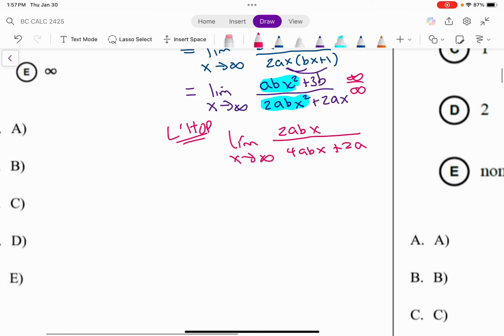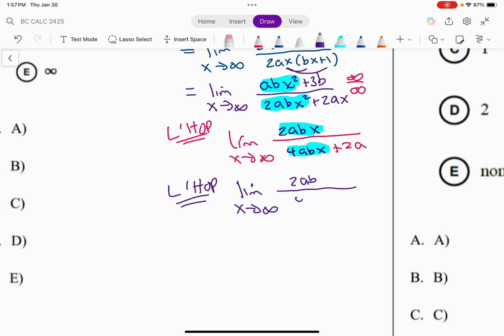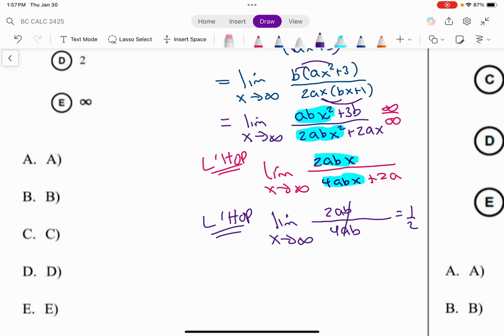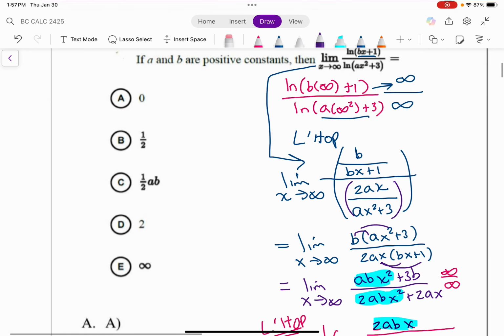Again, you could use the same reasoning here. This is the highest power, the leading coefficient is 2ab, and the other leading coefficient is 4ab, so again we get 1/2. But I'm just trying to show you that you could use L'Hopital's rule the whole way if you really wanted to. So now it's 2ab over 4ab, and finally you end up with your 1/2. Again, there are a couple of other exits you could have taken in this problem to arrive at the answer, but in any case, it should be 1/2.